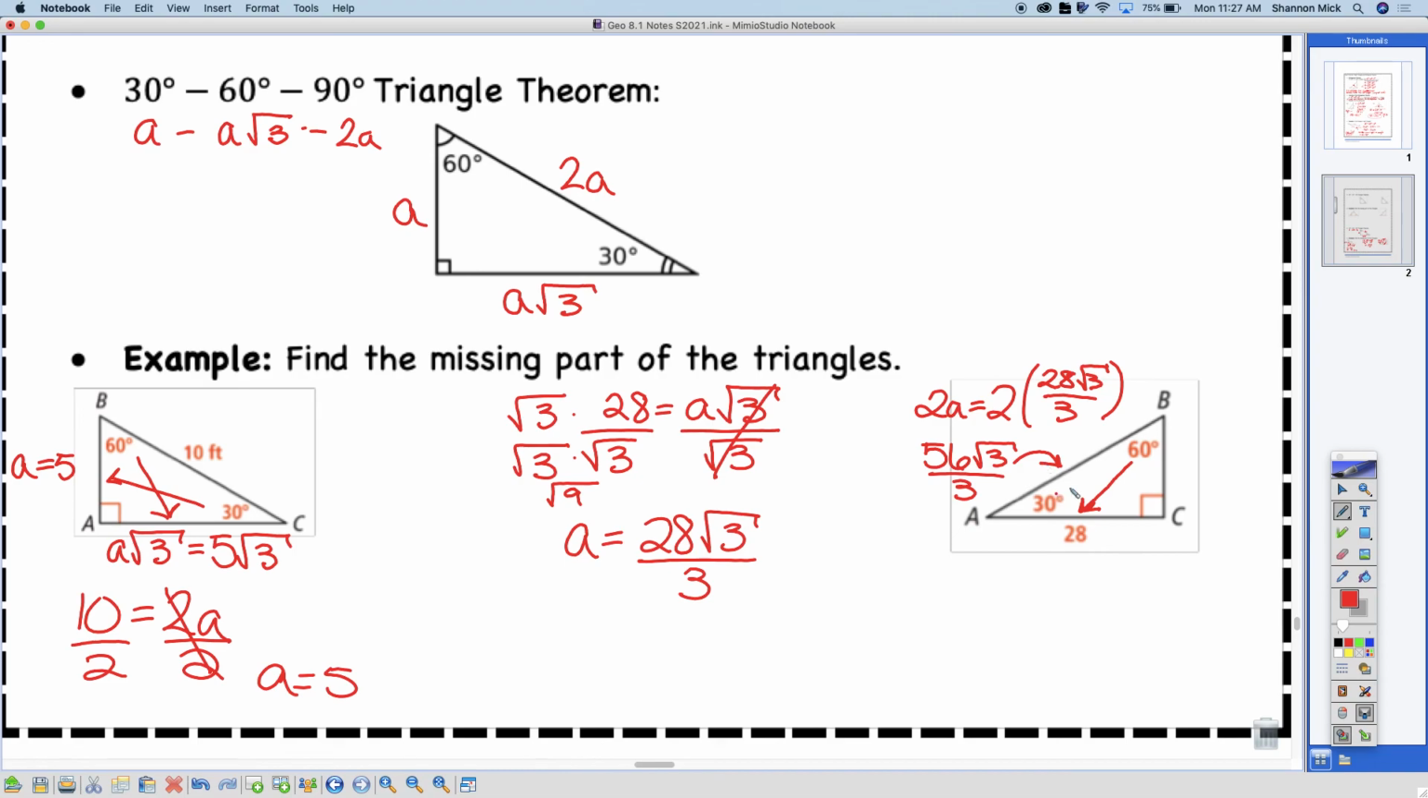Okay, so now I have that. Well, across from 30 is going to be really easy, isn't it? It's just A, which is 28 square root of 3 over 3.